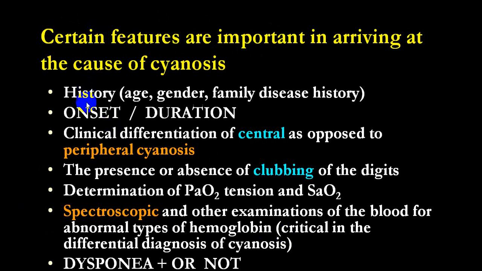So go through a good history, onset, duration, whether it is central or peripheral, look for clubbing, look for oxygen concentration by pulse oximeter, and then you can try to identify the type of hemoglobin by spectroscopy or spectrophotometry examination, or you can go for what we call differential findings for finding out the type of hemoglobin, whether there is dyspnea plus clubbing and cyanosis together, or there is dyspnea without hypoxia, etc. Try to identify that.